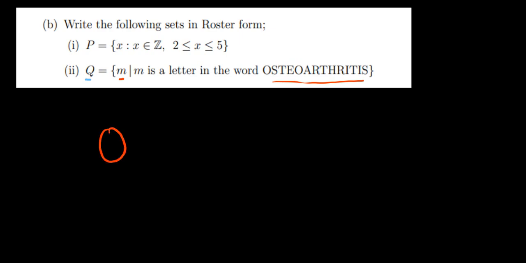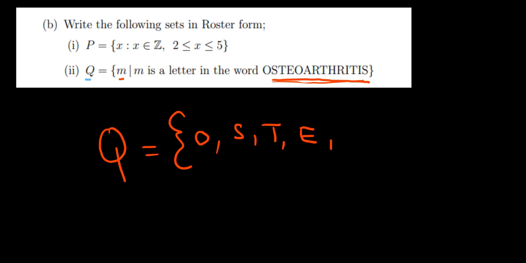We're just going to say this is the set, and then we are going to list all the letters in this set, making sure that we do not repeat any letter that appears twice. So I'm going to say O, there is a part of that. I can also see S. I can also see T. I can see E. Okay, I can see A. I can see R. I can see H. And I can see what?